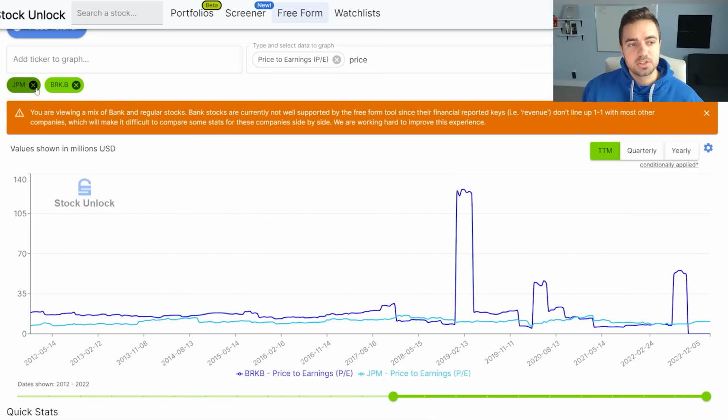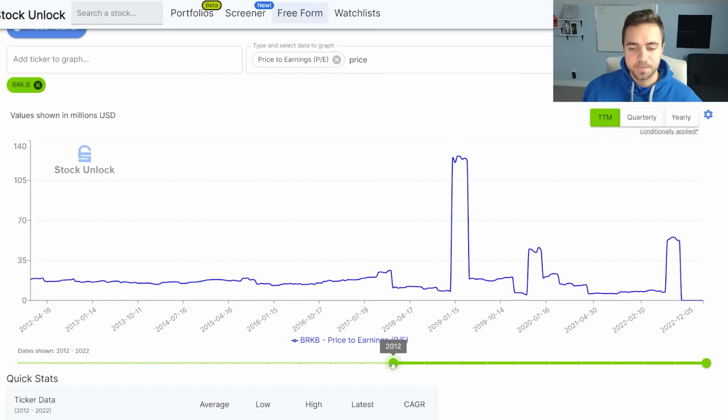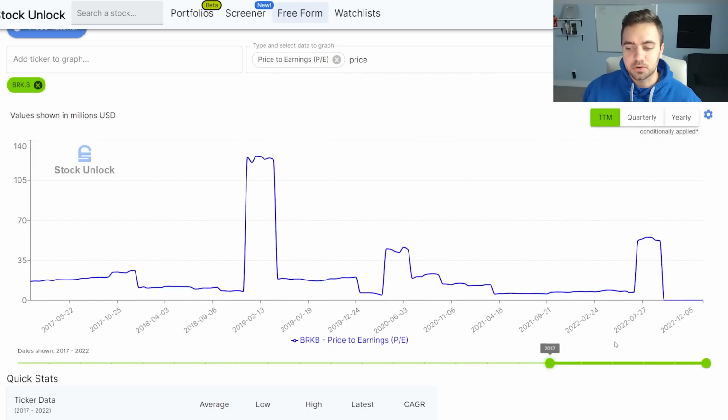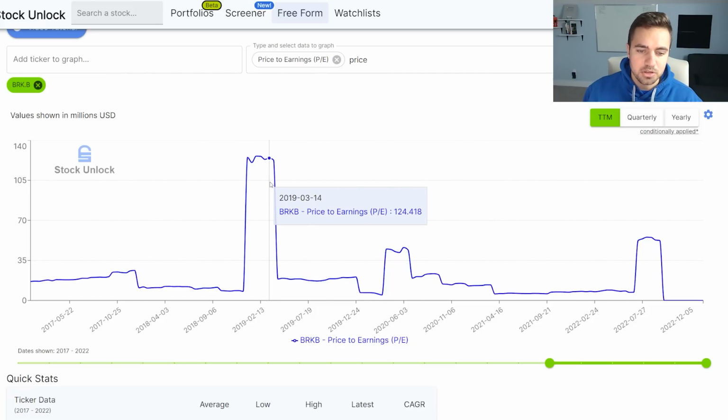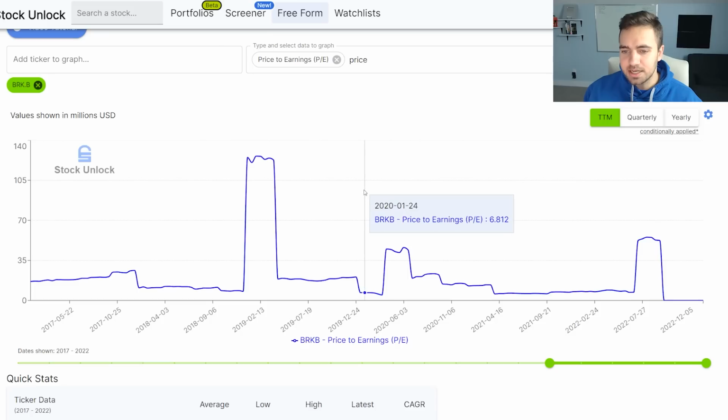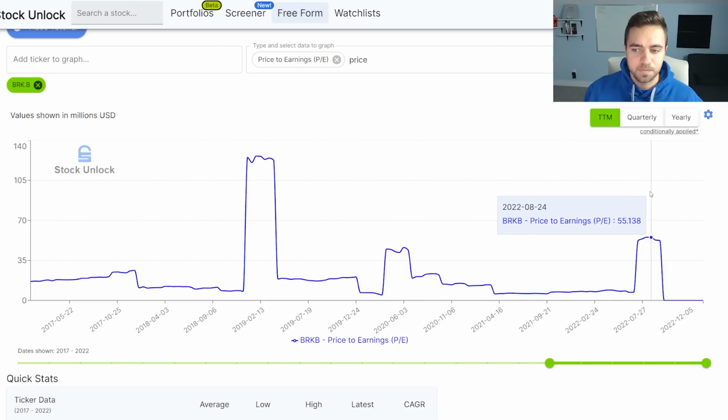So what we're going to do now is take a look at Berkshire Hathaway's price to earnings ratio over the past 5 years. And by the way, Warren Buffett, the best investor who's ever lived, is the CEO of Berkshire Hathaway. So right here on our freeform tool, we can see that Berkshire Hathaway's price to earnings ratio in 2018 was about 8. Then in 2019, it spiked all the way up to 124. Then it was back down to 18. Then it dropped to 6. Then it spiked to 43. Then it was back down to 6. Then it spiked to 55. And currently it is sitting at 0.